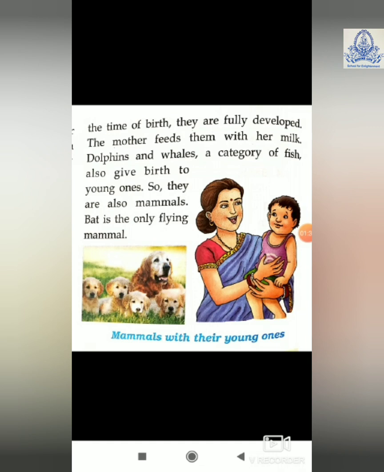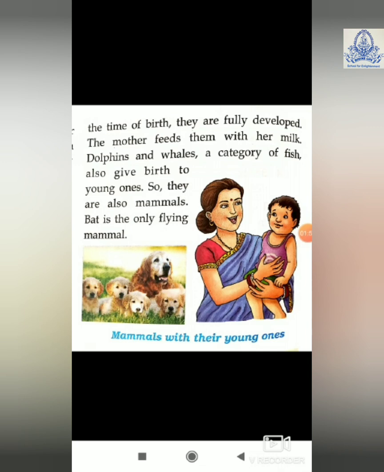Dolphins and whales, though they live in water, also give birth to the young ones. Among the aquatic animals, dolphins and whales are the only aquatic animals that give birth to the young ones, and they are called mammals.